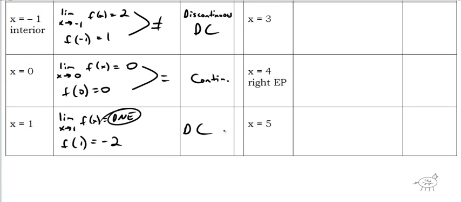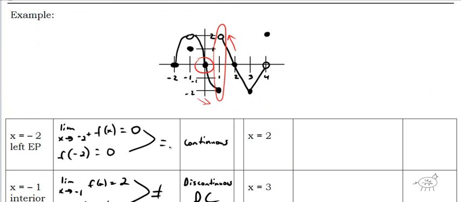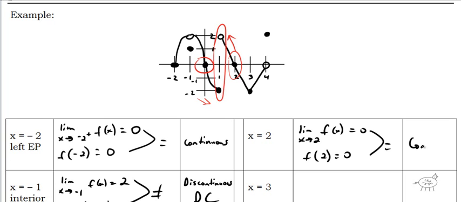So again, in this one, the one-sided limits are not equal. Let's keep going. x equals 2. Another interior point, so now we are right here. And sure enough, look at it. The limit as x approaches 2 of f of x, again, it's a two-sided limit. Well, they're both going to 0, aren't they? And what is f of 2? Well, it's also 0. So these are equal. It's continuous.